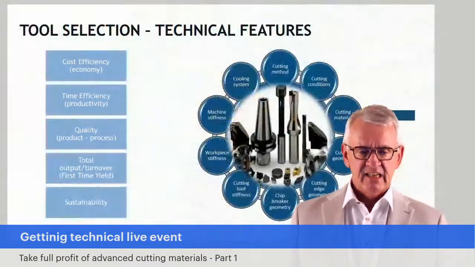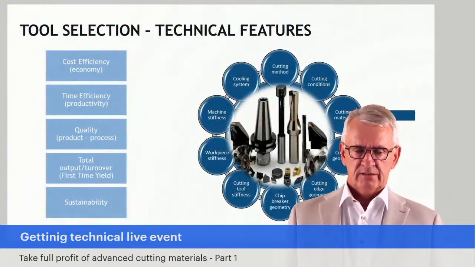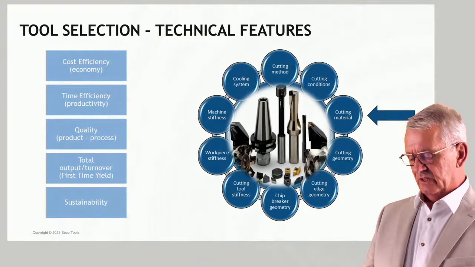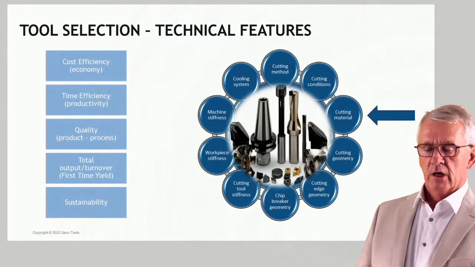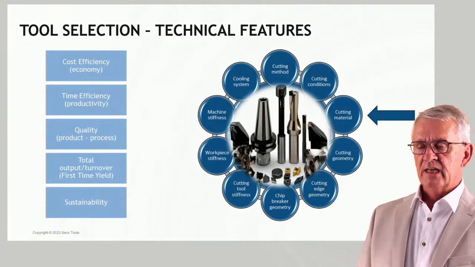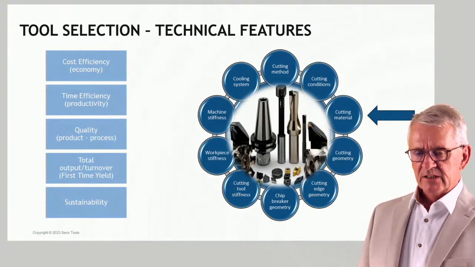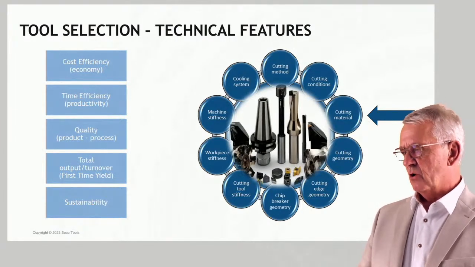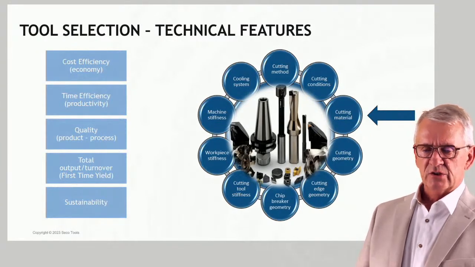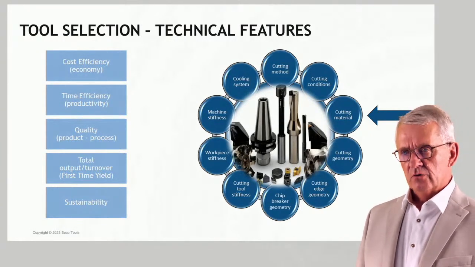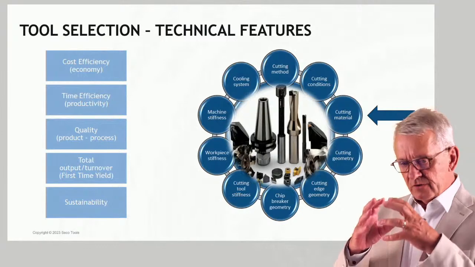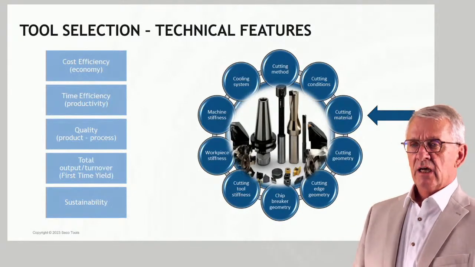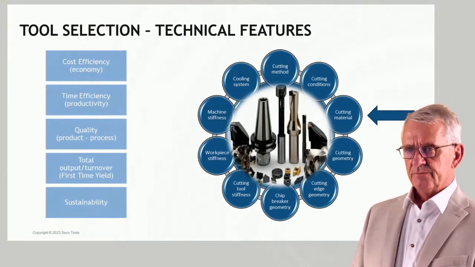Filling in the details later on, that's a technical activity. Once you have the big decision, I need high performance tooling, or I need versatile tooling, make it happen, that is about technical details, which geometries, which carbide grades, and so on and so forth. And today, noticeably, we are going to talk about one of those technical things called cutting materials.